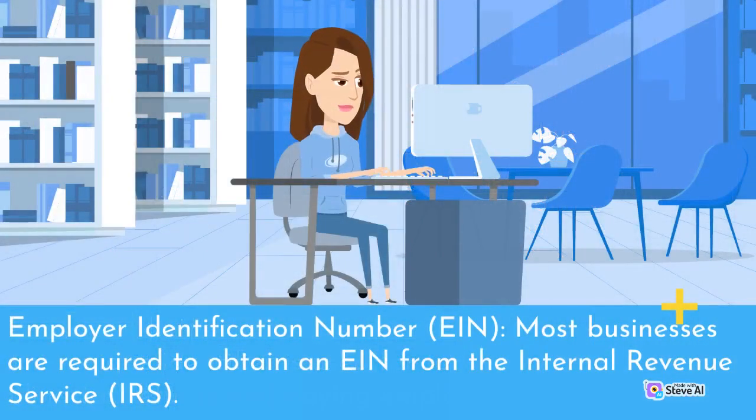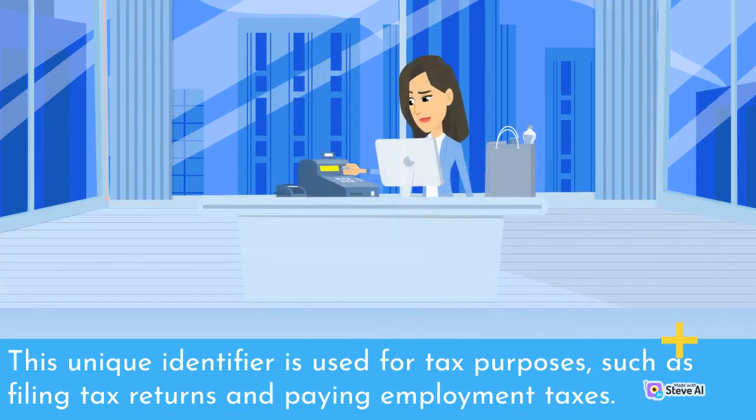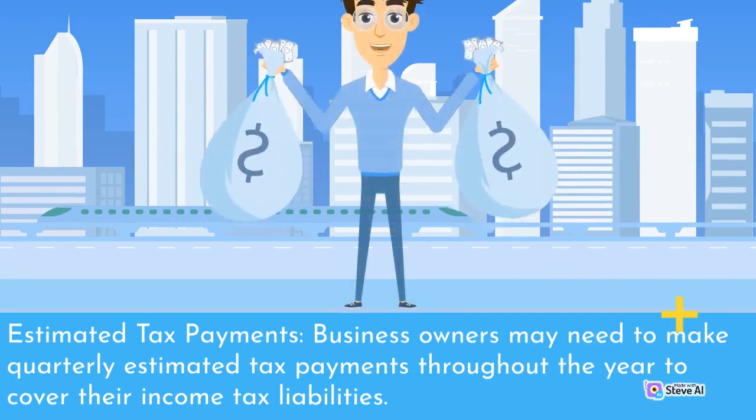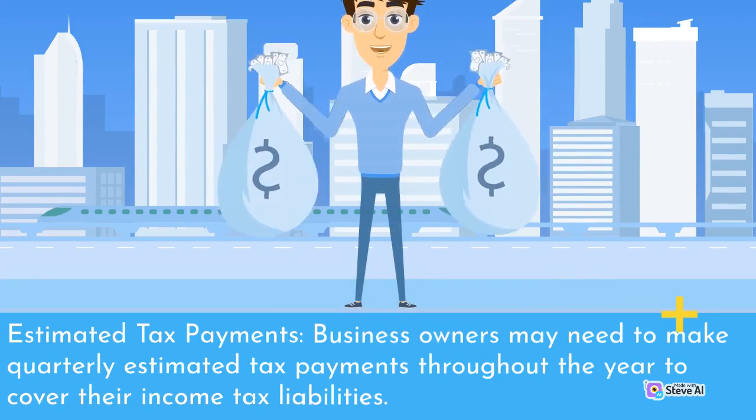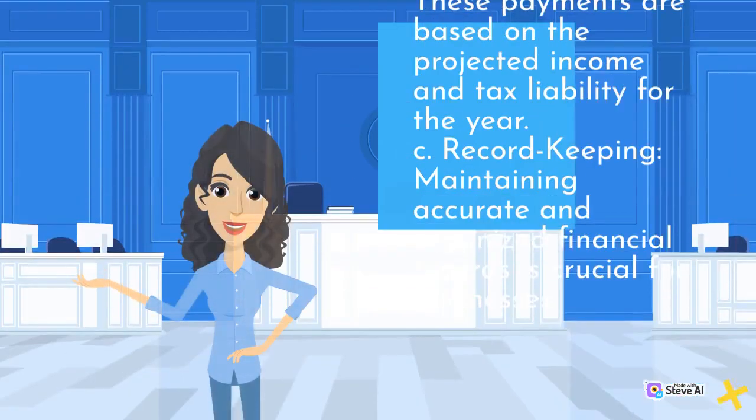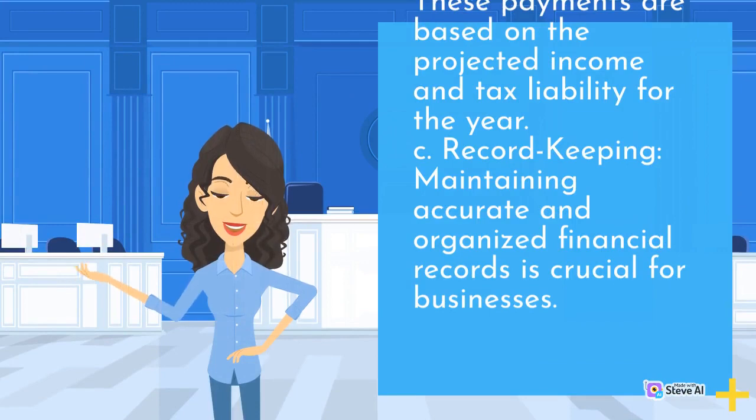A. Employer Identification Number, EIN. Most businesses are required to obtain an EIN from the Internal Revenue Service, IRS. This unique identifier is used for tax purposes, such as filing tax returns and paying employment taxes. B. Estimated tax payments. Business owners may need to make quarterly estimated tax payments throughout the year to cover their income tax liabilities. These payments are based on the projected income and tax liability for the year.